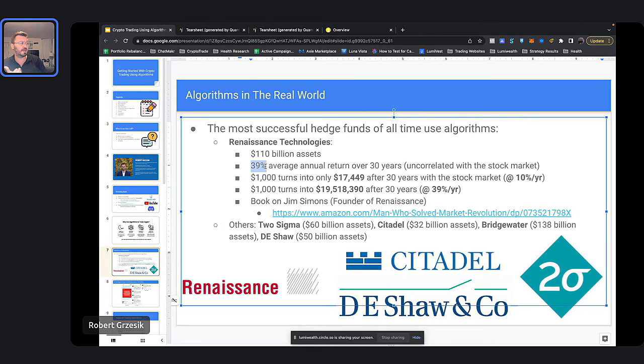So for those of you that don't have a finance background, 39% is a hell of a lot of money. Let me demonstrate why I mean that. Let's say you took $1,000, and we're going to be talking about compound interest here. Let's say you invested that $1,000 into the stock market over a 30-year period, so 10% every year, compounded over a period of time. That $1,000 will turn into about $17,000 after 30 years, okay?